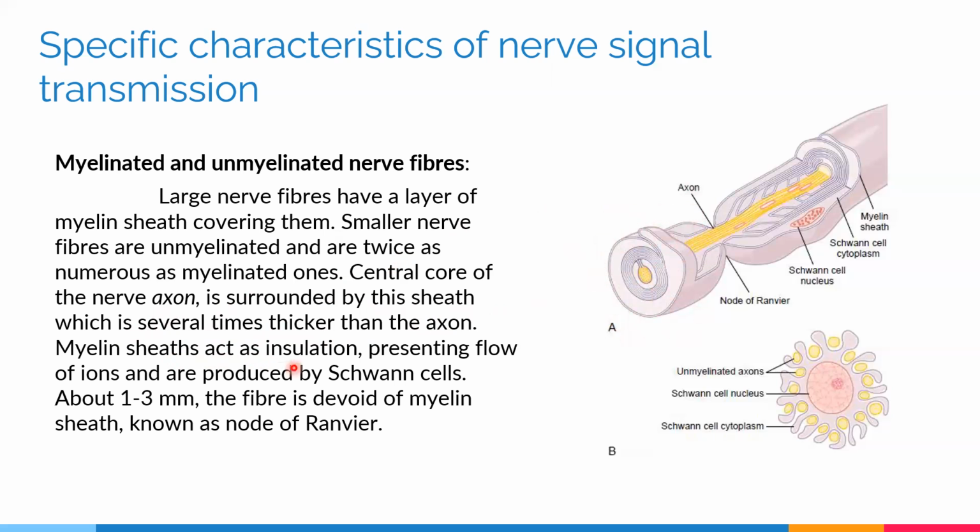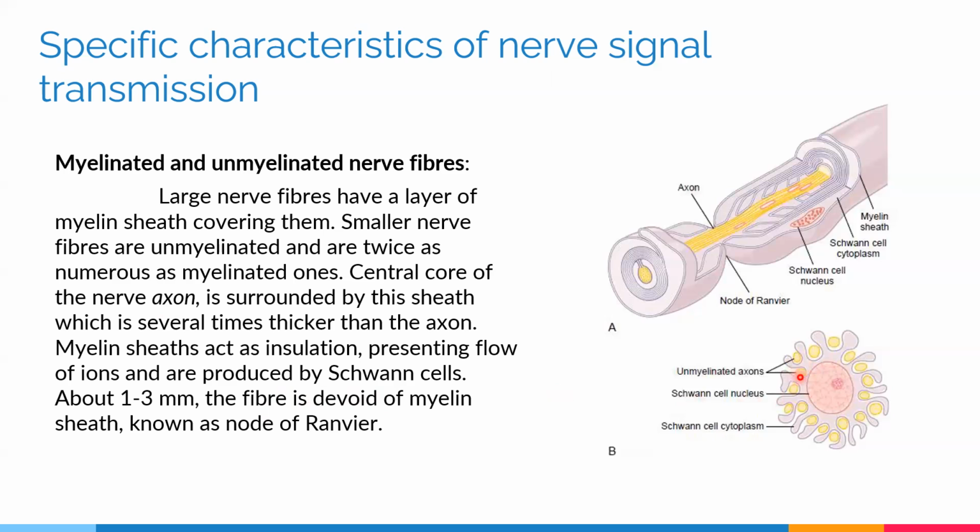The myelin sheath acts as insulation and prevents flow of ions. So wherever the myelin sheath is covering the nerve fiber itself, there won't be any flow of ions through it, and thus there won't be any depolarization at that part. And the myelin sheaths are produced by specialized cells known as Schwann cells.